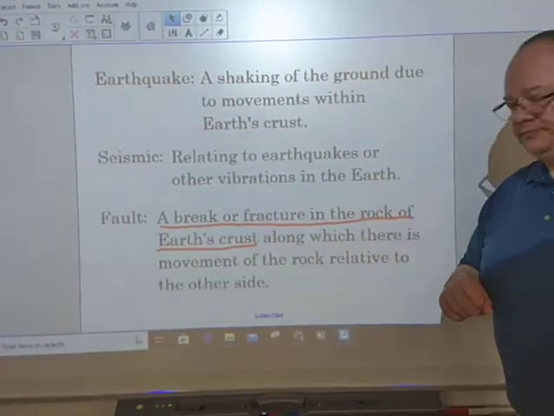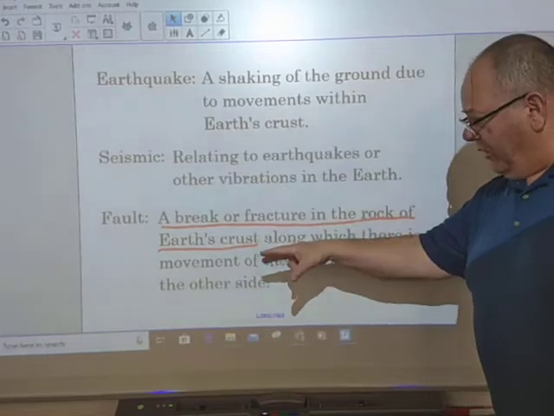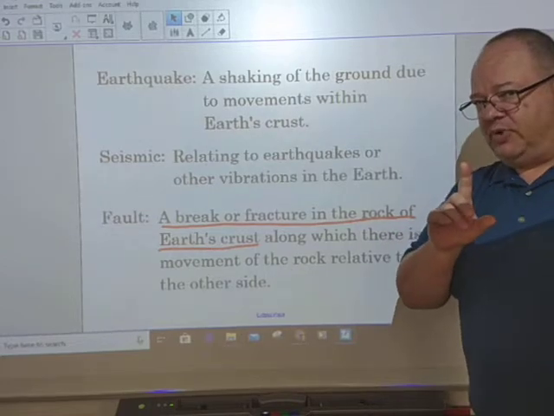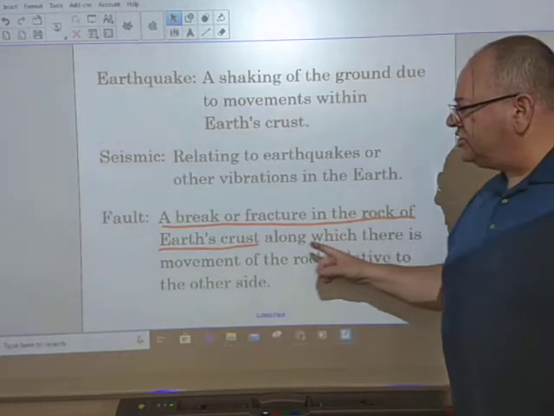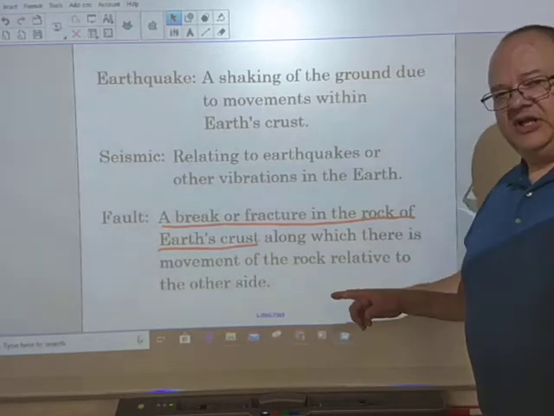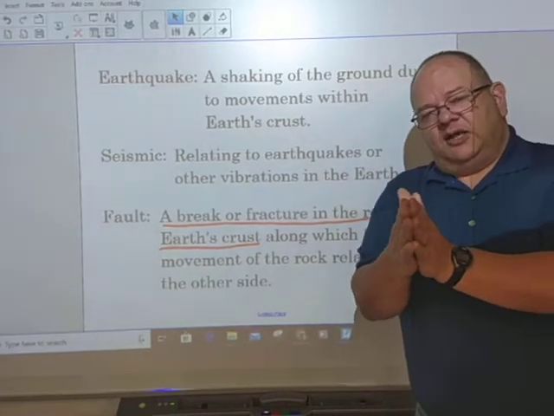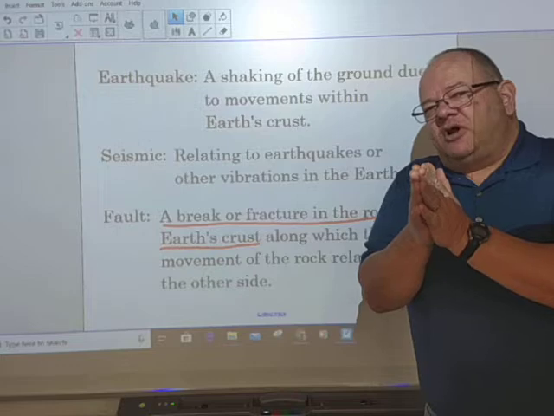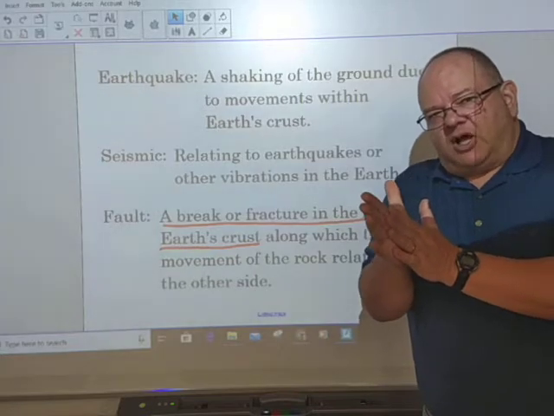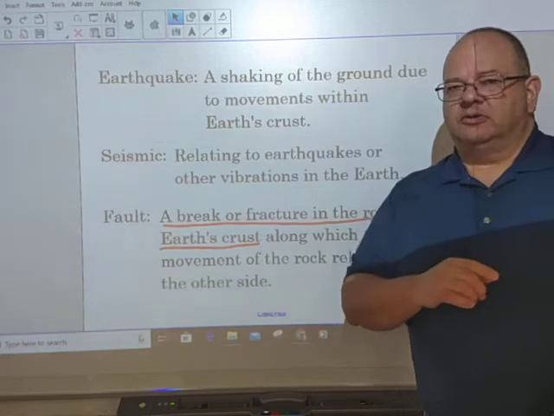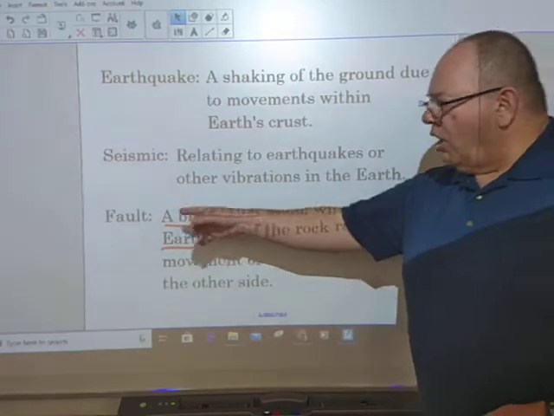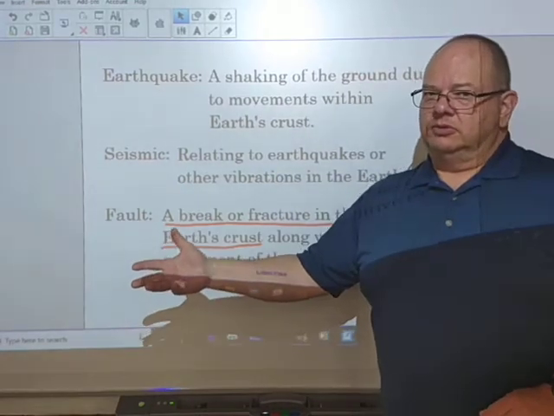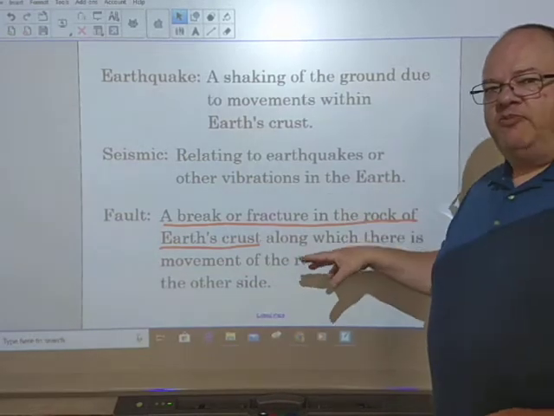All right, what's a fault? A fault is where we have a break or fracture in the rock of the Earth's crust. So it's not just a break or fracture, along which there is movement of the rock relative to the other side. So, if I got a crack between two rocks, that's not necessarily a fault. But if there is forces in the Earth causing movement along that crack, that's called a fault. So, all faults are cracks, but not all cracks are faults. Okay? There's got to be some movement, right?